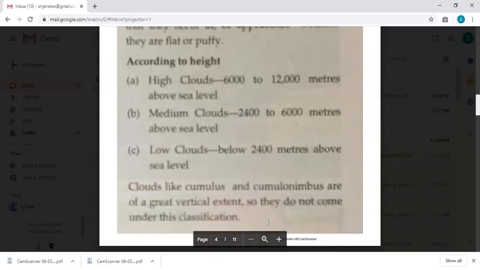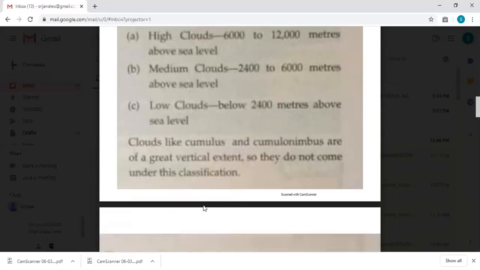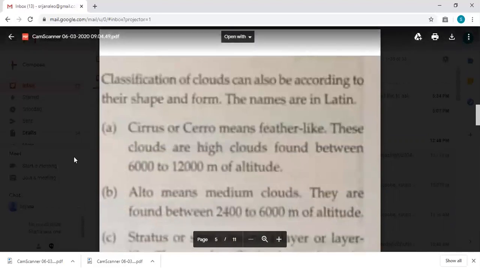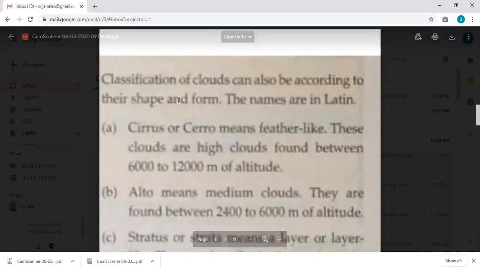All right, I hope you understood. Clouds like cumulus clouds, we're going to do them in detail. Cumulus clouds and cumulonimbus clouds are of great vertical extent, so they do not come under this classification. Understood? They are of very high height. Okay, now we're going to do the classification according to shape and form, according to appearance, let's say. But whatever little we are doing, this is not all. There are many more different types of clouds. For now, for class 7 level, you need to know this much, okay? And that's the syllabus also.